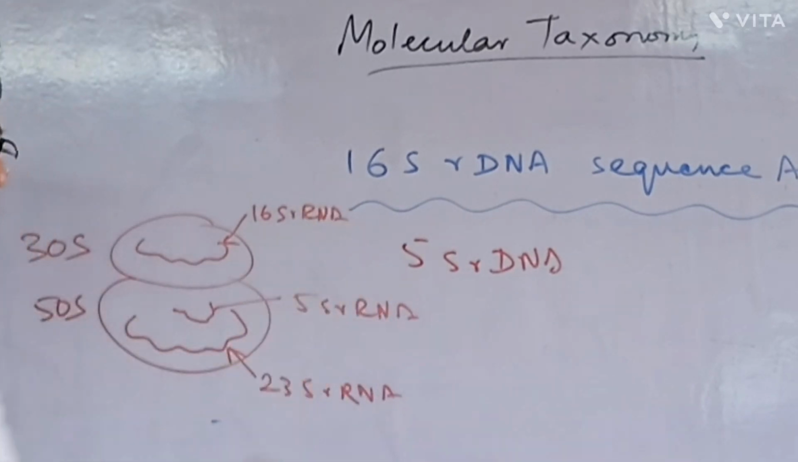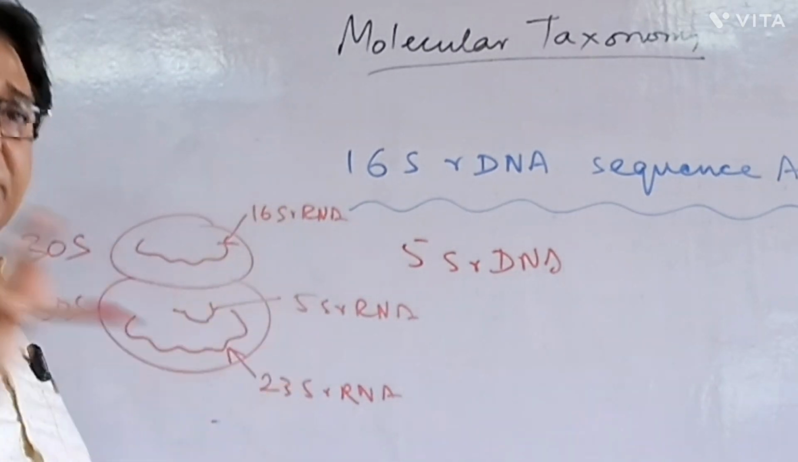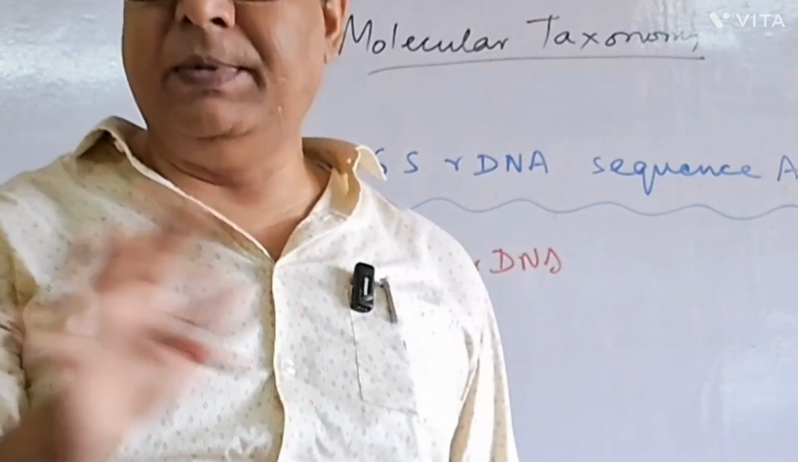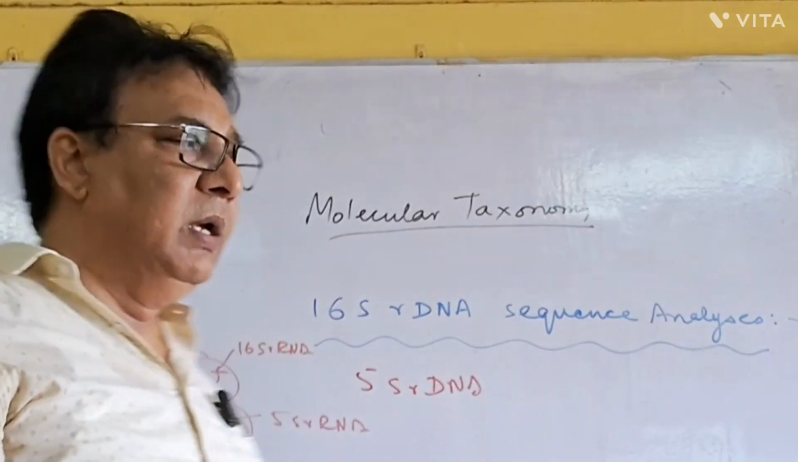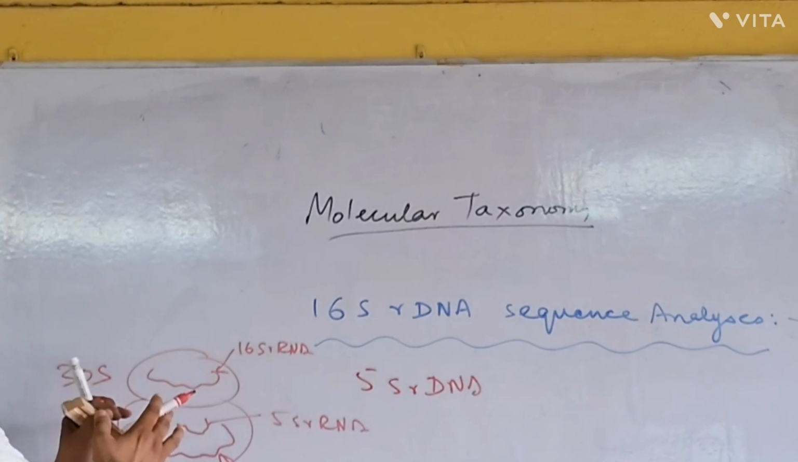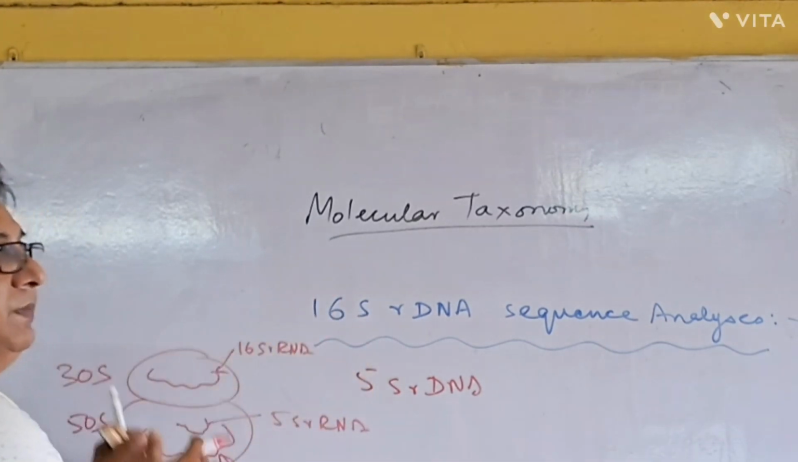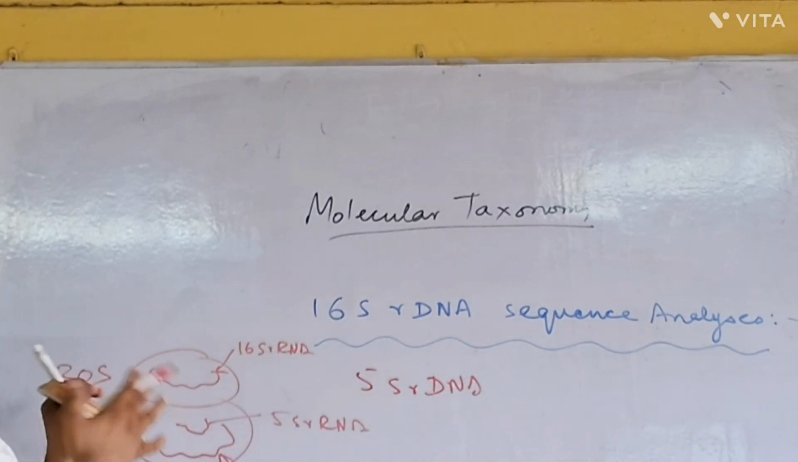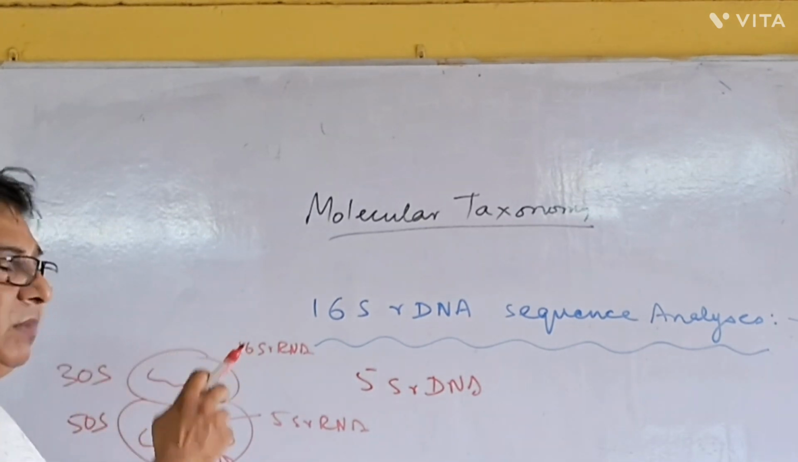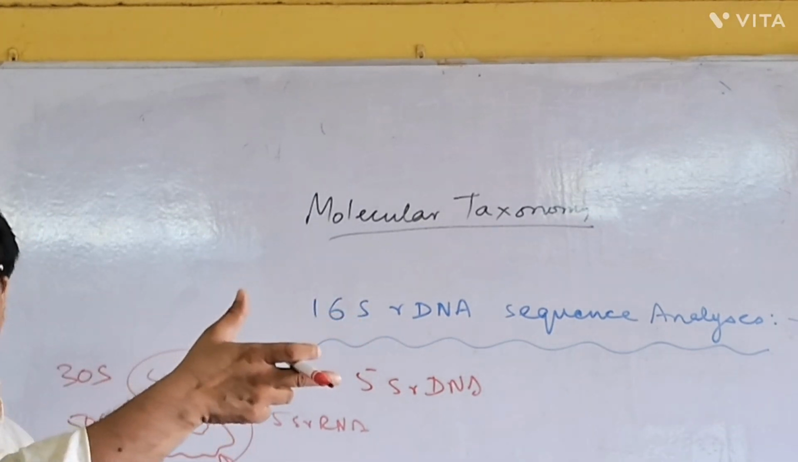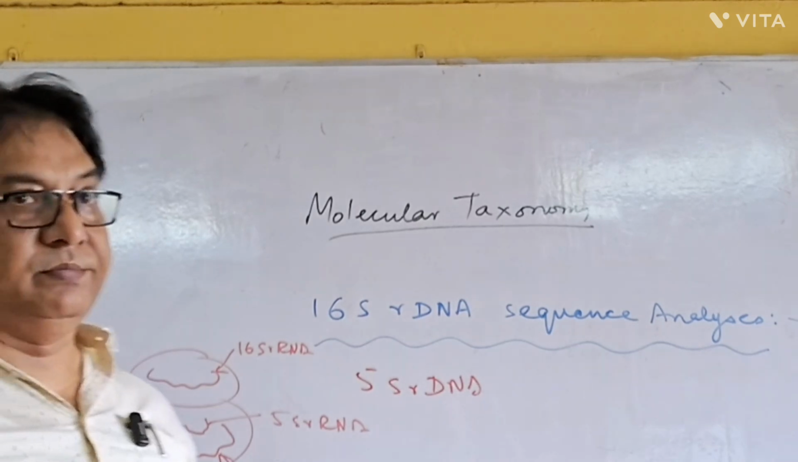So all of them can be used for bacterial taxonomy purposes. You can sequence them. But we will not sequence the RNA, we will sequence the respective DNA from where these RNAs were formed. RNA is synthesized from the DNA. So there will be a place in the DNA where the sequences for the RNAs are. So you need to sequence that.